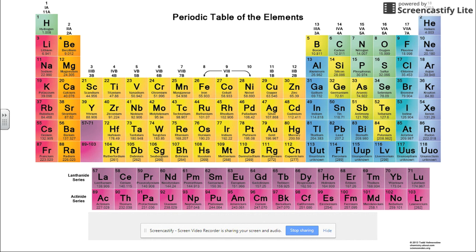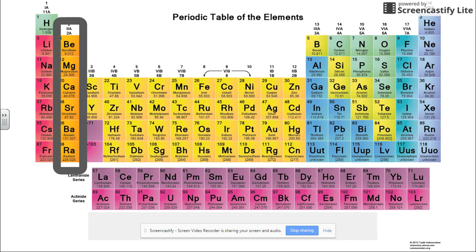All right, here we go. So the next thing we're going to talk about today is this second group right here, and we are going to call these guys our alkaline earth metals. They're awesome too, just like our alkali metals. And here's what you need to know. Don't forget, pause whenever you need to. Here's what you need to know about your alkaline earth metals.